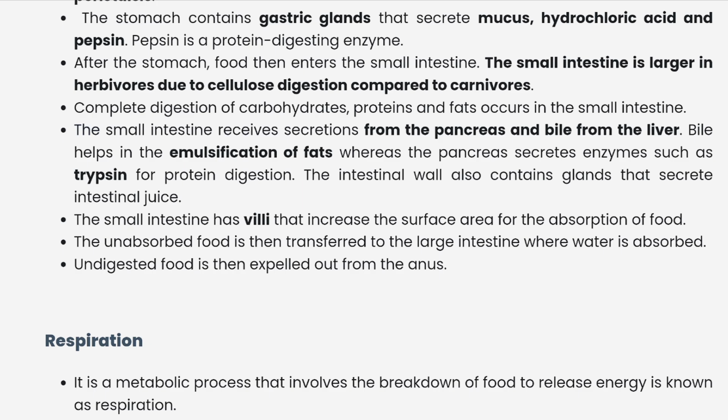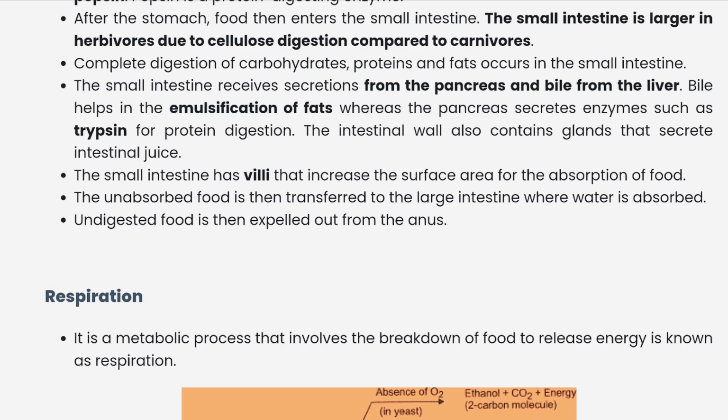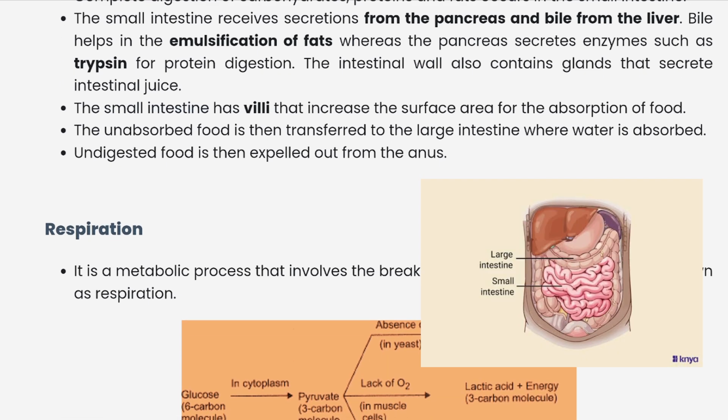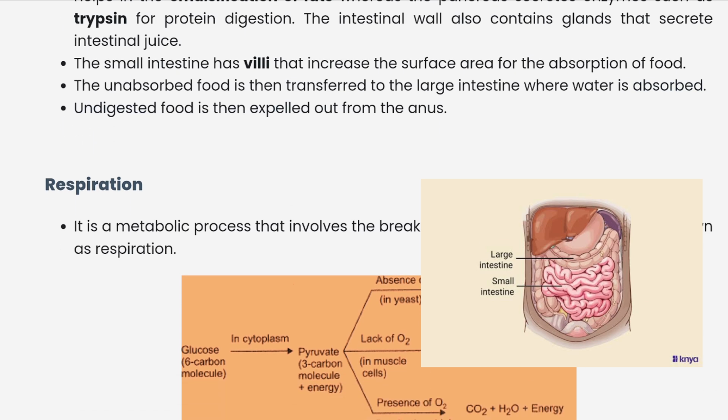The small intestine receives secretions from the pancreas and bile from the liver. Bile helps in the emulsification of fats whereas the pancreas secretes enzymes such as trypsin for protein digestion. The intestinal wall also contains glands that secrete intestinal juice. The small intestine has villi that increase the surface area for the absorption of food. The unabsorbed food is then transferred to the large intestine where water is absorbed. Undigested food is then expelled out from the anus.